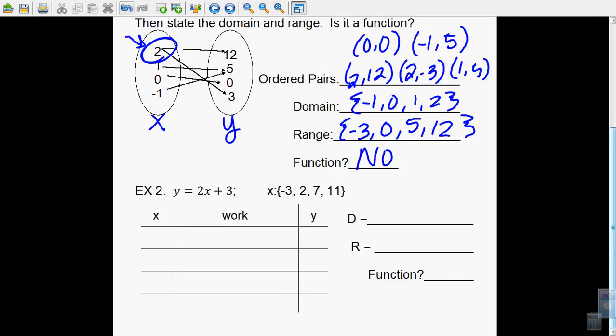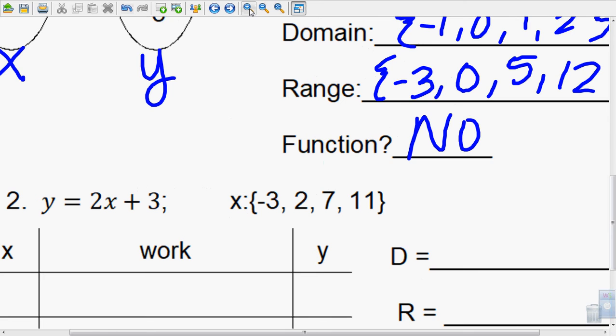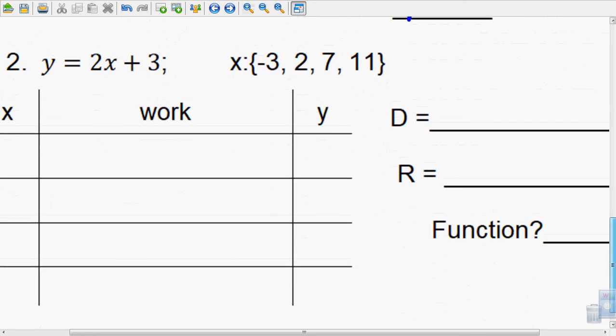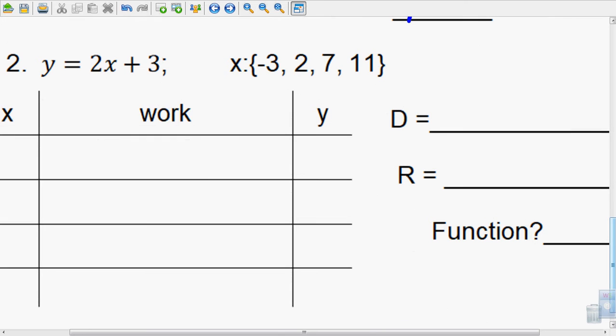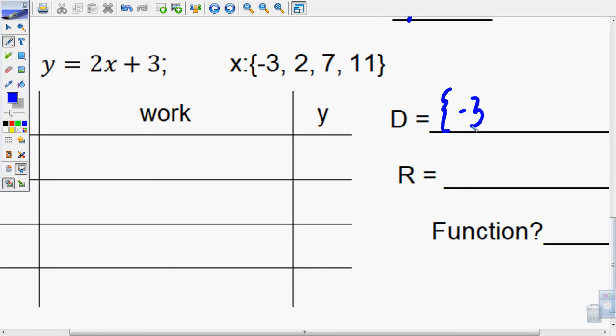All right, so last one is looking at it from an equation. So if I look at this equation, it actually gives me my domain, right? So I am given my domain, and it wants to know what is the range given this set of domain values. So when I write this out, I'm going to automatically know what my domain is, because it's already given to me: -3, 2, 7, 11. And I'm going to do the work to figure out what my range is.